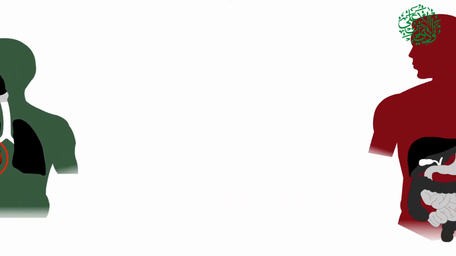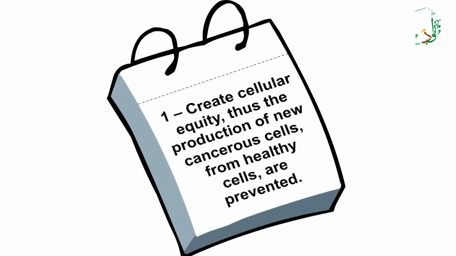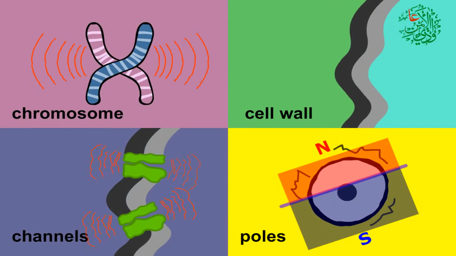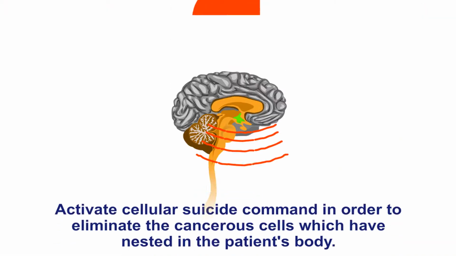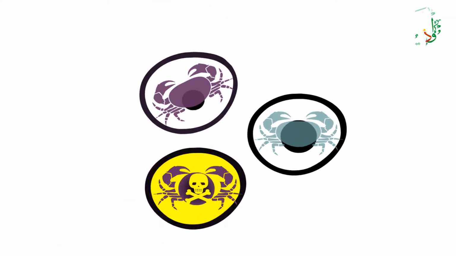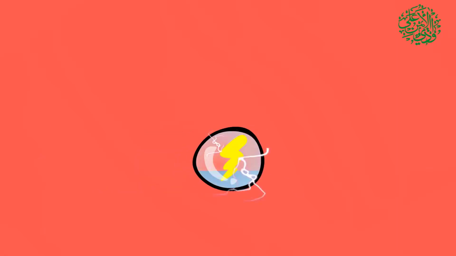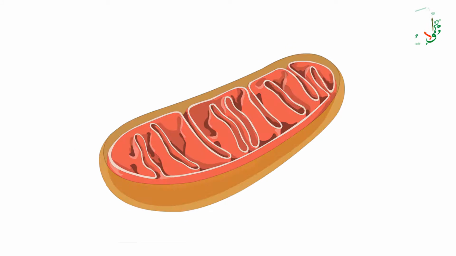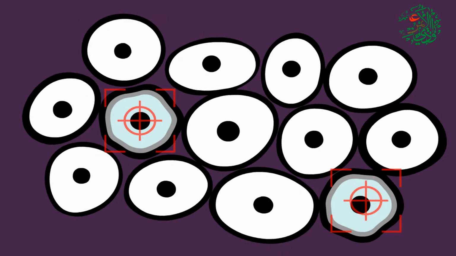The treatment of cancer patients can get through by following the plan below. 1. Creating cellular balance to prevent the production of new cancerous cells from healthy cells. 2. Activating cellular suicide command in order to eliminate the cancerous cells which have sheltered in the patient's body. 3. Strengthening the energy centers in the cell to compensate for the damage caused by cancerous cells. 4. Implementing the specialized treatment plan to repair the irreparable damage.